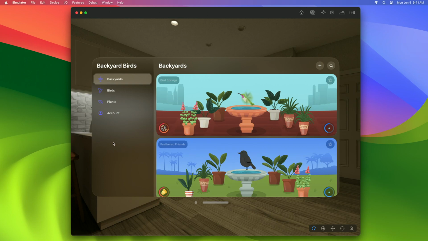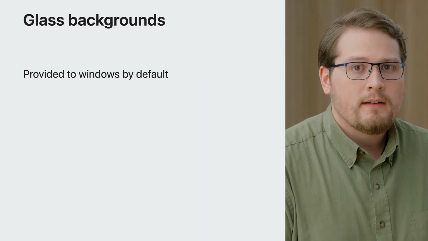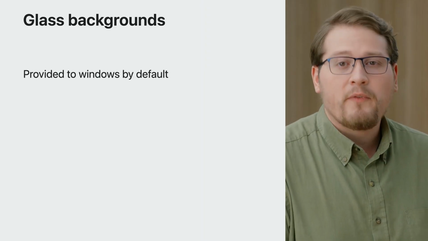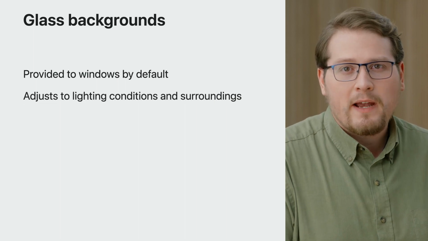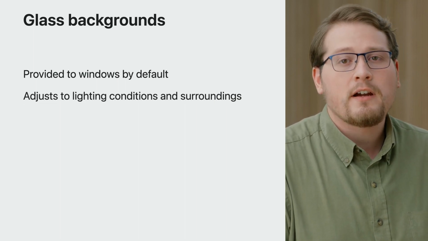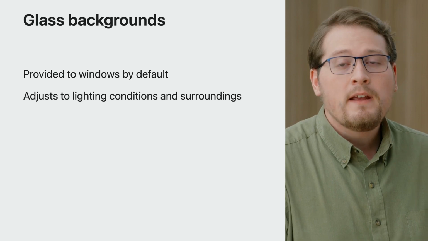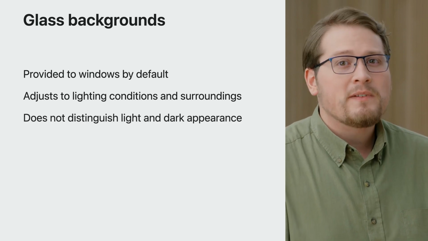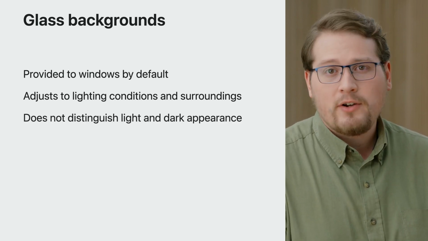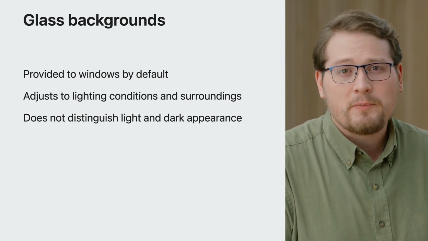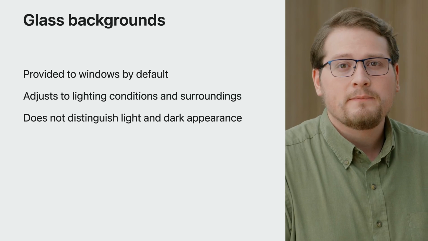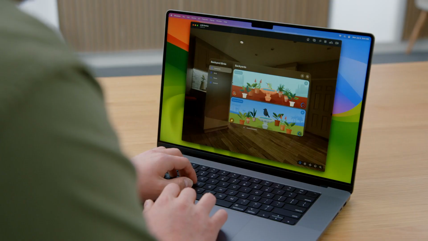The first difference I notice is that the app now has a glass background. Glass is a standard background provided to Windows by default. It adjusts its contrast and color balance based on lighting conditions and the colors of objects behind it. Because of that, this platform does not make a distinction between light and dark appearances. Glass automatically ensures your app stays legible no matter where you're using it. Let's explore Backyard Birds some more.